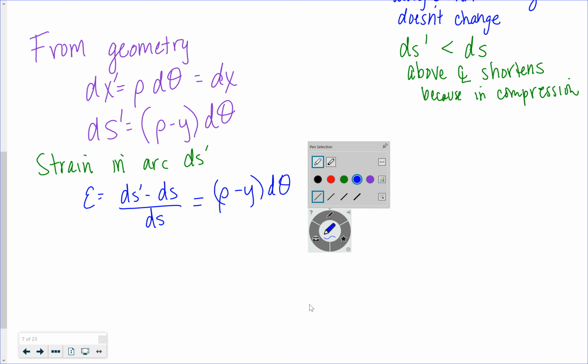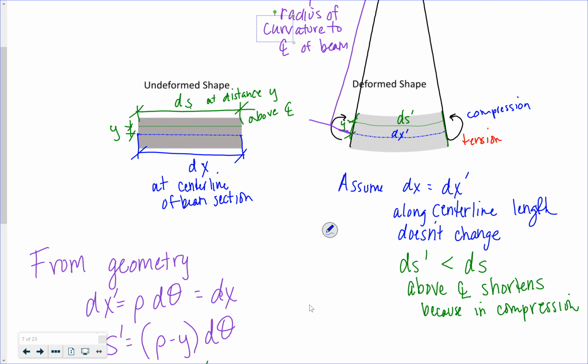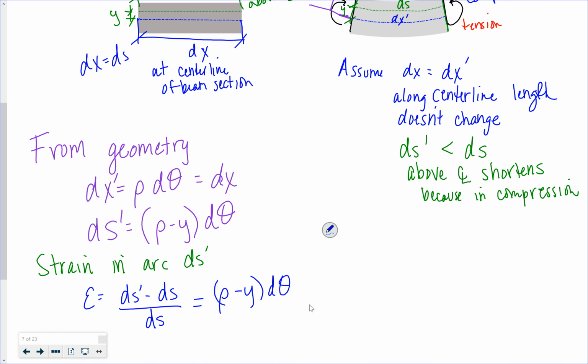Well, I said earlier ds was equal to dx, right? Or maybe I didn't explicitly say it, but let's say it now. Originally, in the undeformed shape, dx is equal to ds, right? You can see how that would happen. So that means dx.